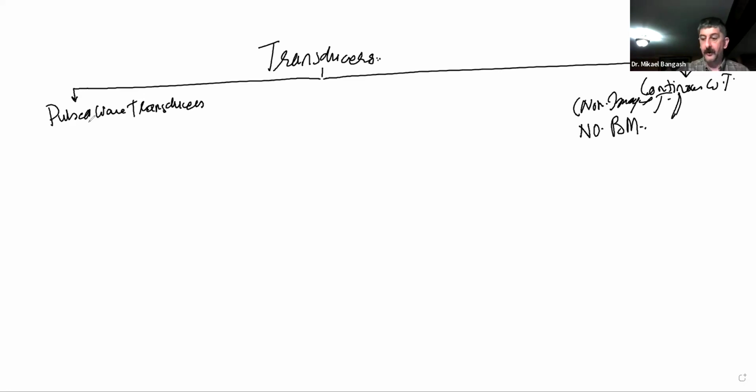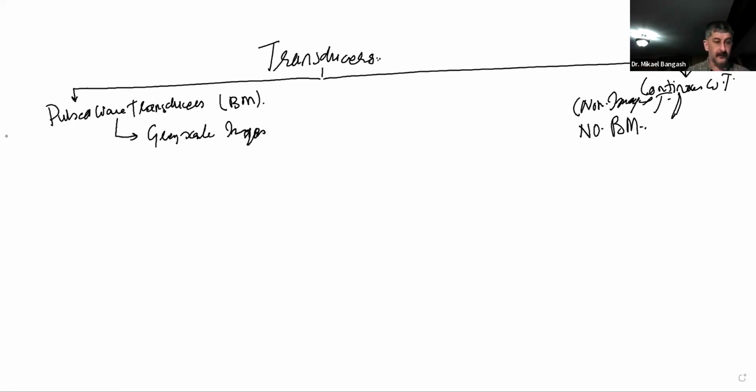Now, for your pulsed wave transducers, what would these have? These will have backing material. Now, with these transducers, guys, we can get two kinds of readings. We may get regular grayscale images.